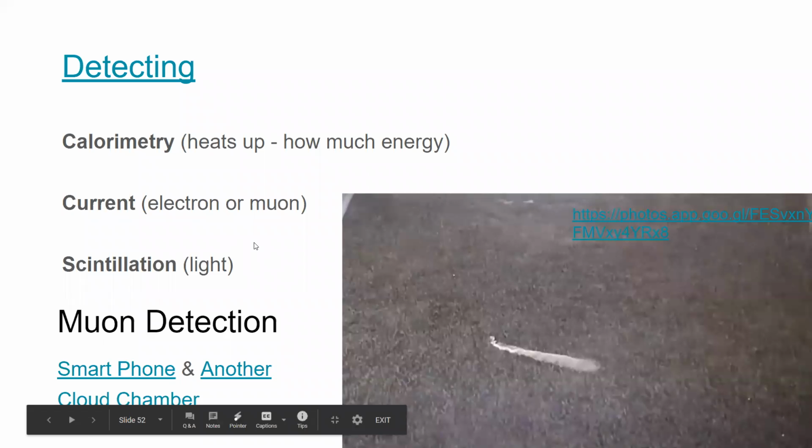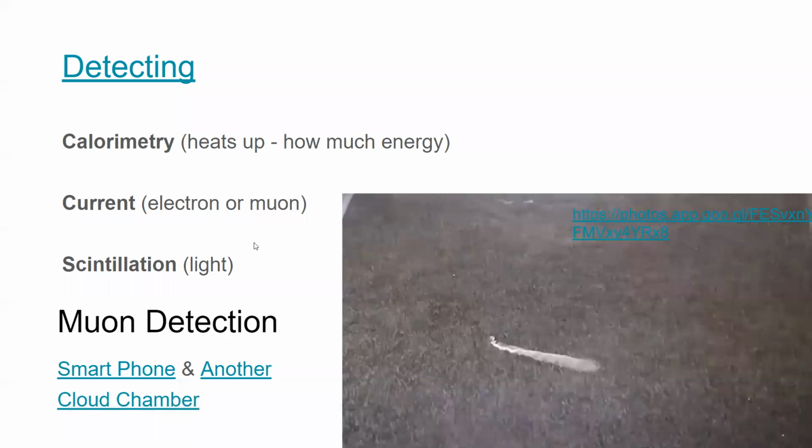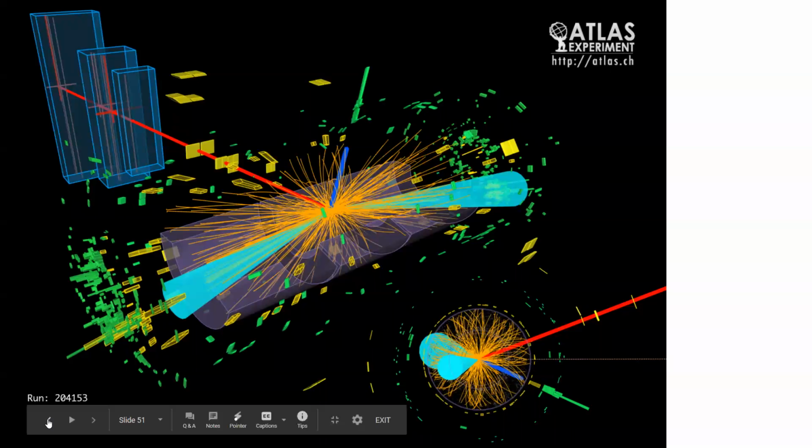This last one is a word. I want one of you to try to say it. Crowd participation. Scintillation. Yeah, nice job. What it means is you excite something and light comes out of it. And so these are actually really cool little things. We're going to talk about how they do it.